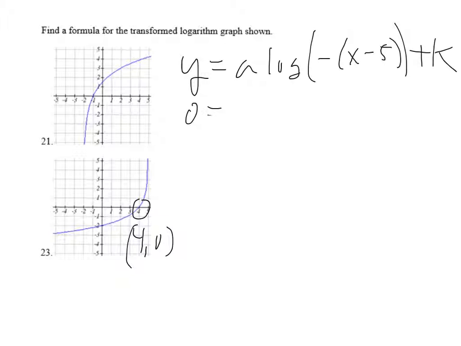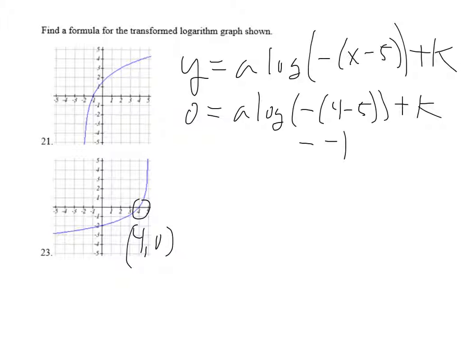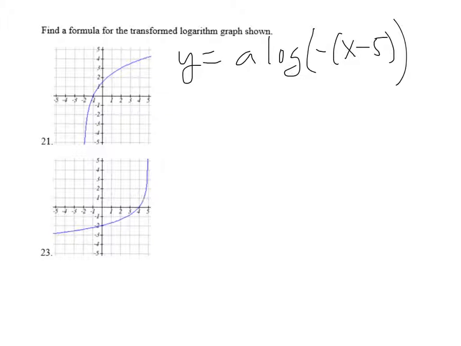So 0 equals a times the log of, let's see, negative times 4 minus 5 plus k. Well, that's going to be negative 1, which is 1. Log of 1 is 0. So k also equals 0. Now I've got to find another point. Well, this point looks very promising, (0, -2). Let's see what happens with that.